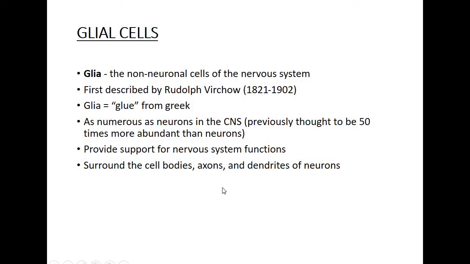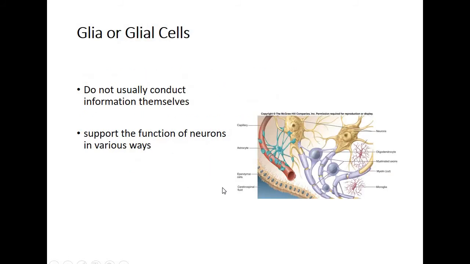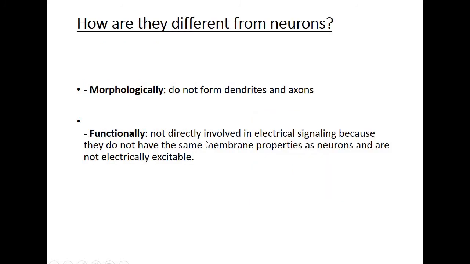They surround the neurons and support them. They themselves are not conducting cells. They do not conduct information, they only support the function of the neurons in various different ways. They are morphologically different from the neurons. They do not form dendrites or axons, and they are not functionally involved in the electrical signaling because they do not have the same membrane properties as neurons.